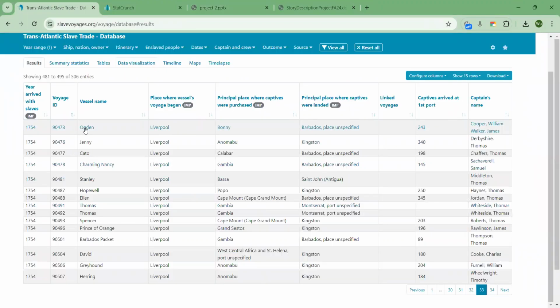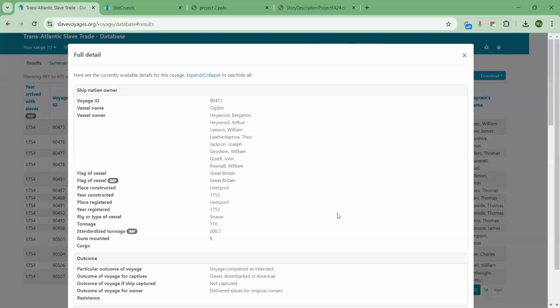First of all, the Ogden trip, right? It has these values. For example, if I'm checking the guns mounted, the guns mounted for Ogden is 8. Keep that in mind. So Ogden guns would be 8, right? And what we need to do, oopsie, let me get it back. I just need to clear this part. So hold on, let me clear this portion.